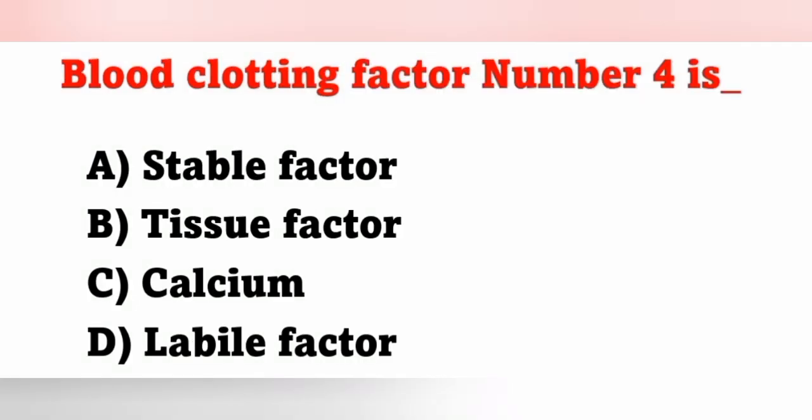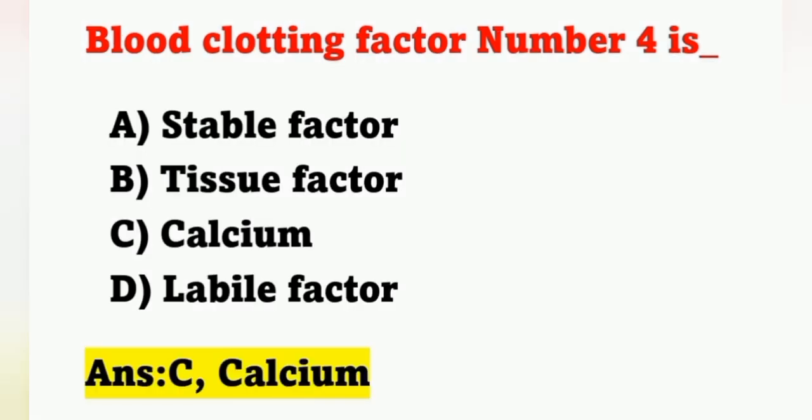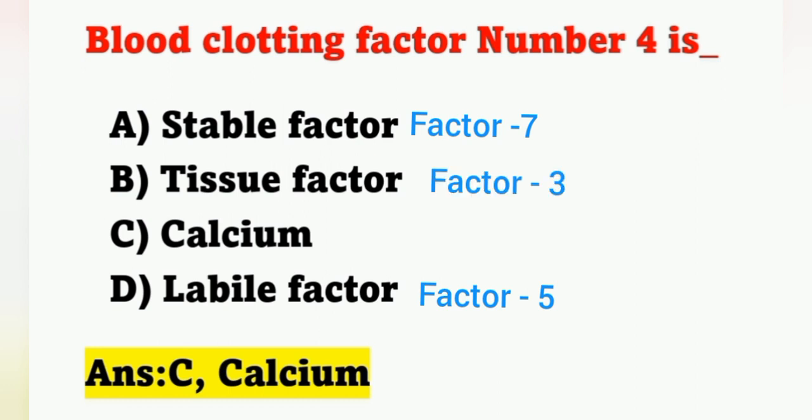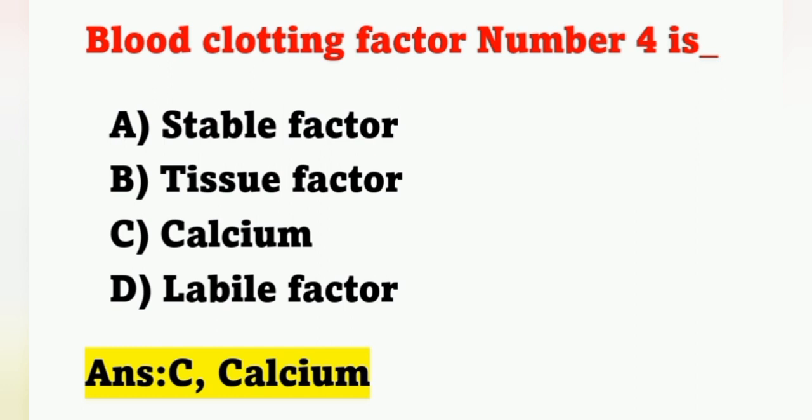And the next question, blood clotting factor number 4 is: option A stable factor, option B tissue factor, option C calcium, option D labile factor. Clotting factor number 4 is calcium. Option C is the correct answer. There are 13 blood clotting factors in the human body and there is no clotting factor number 6. Stable factor is factor number 7, tissue factor is factor number 3 and labile factor is factor number 5.